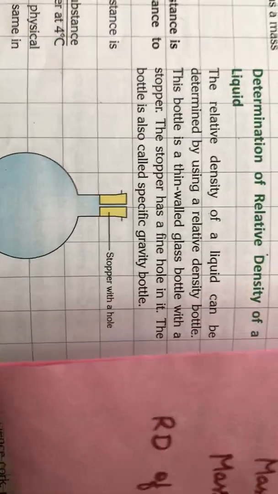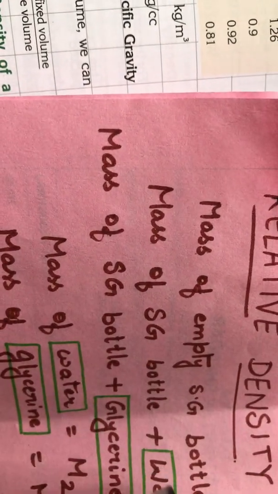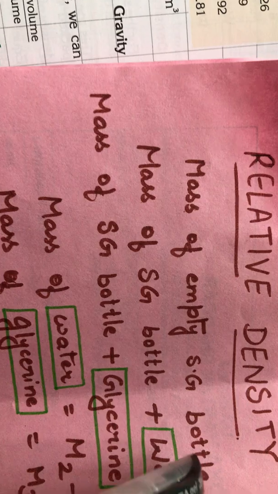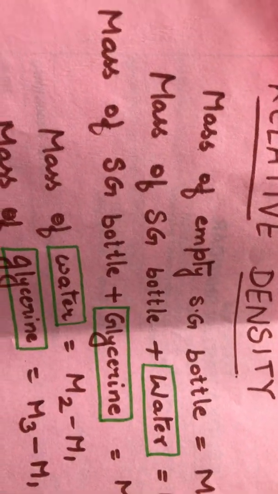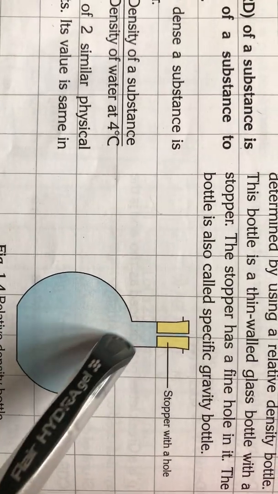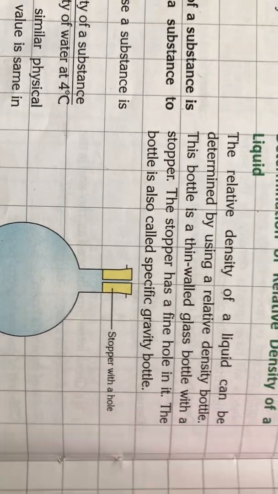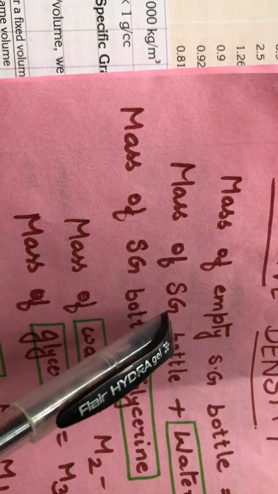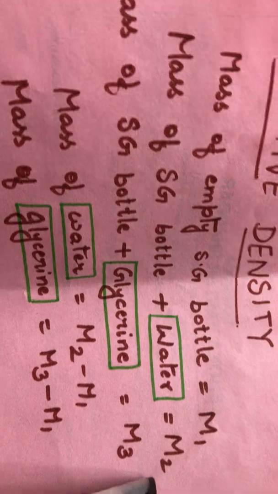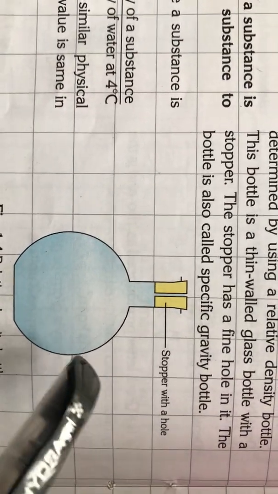Suppose we weigh the mass of this empty SG bottle. SG bottle means specific gravity bottle. We will mark it as M1. Now we will fill this bottle with distilled water. Excess distilled water will be drained out from this hole, and we will again find the mass of this bottle. The mass of the SG bottle with water will be equal to M2. Afterwards we will drain out the water and fill it with glycerine.